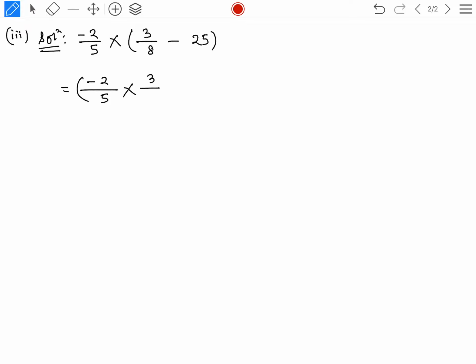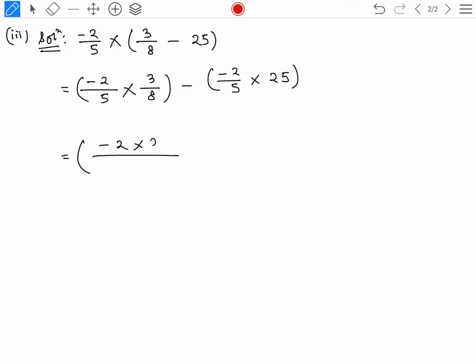Let me do one; number 2 you will do, I will do number 3. Look, question number 3, what is given? It is given minus 2 by 5 into 3 by 8 minus 25. This one we have to solve. Now see, first step, you will multiply minus 2 by 5 into 3 by 8, then minus is here, so you will write minus, then again minus 2 by 5 into 25.